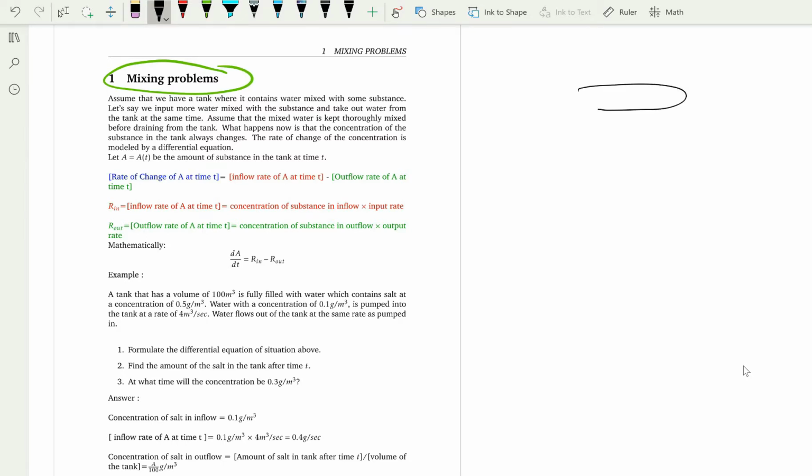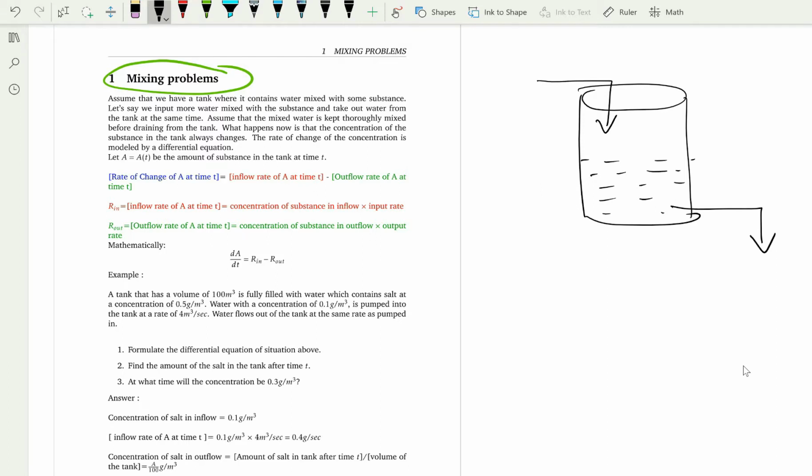Think that you have a tank, and this tank is filled with water or some kind of liquid. Now what you're going to do is input water into the tank, and at the same time take water out of the tank. So there's liquid in the tank, and you input liquid and take out liquid.